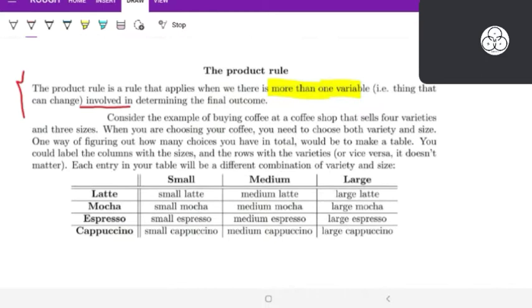Like there is a very basic example. Consider the example of buying coffee. It sells 4 varieties and 3 sizes. When you are choosing your coffee, you need to choose both variety and size.